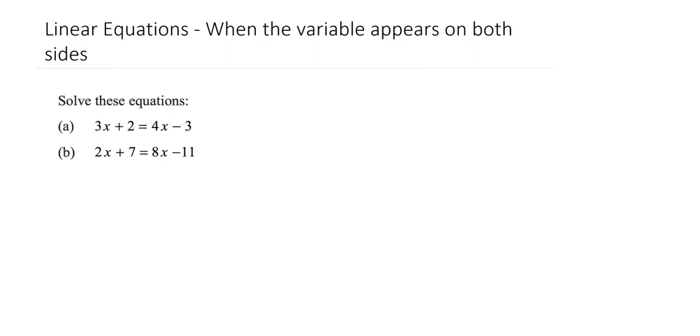So in this video, we're going to take a look at some more complicated linear equations. That's ones where the x appears more than once. And we're going to think about how to solve these. So let's look at the two examples we've got in front of us, and let's start with A. So we're going to have 3x plus 2 equals 4x minus 3.